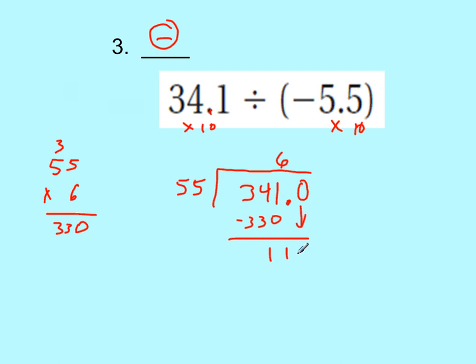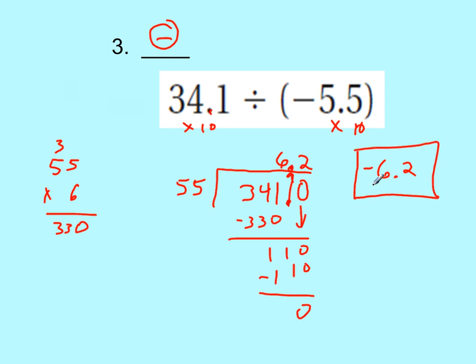Now 55 goes into 110. We can see that that goes twice. Here we move the decimal point up. So put the decimal point in, and then put your 2, and then subtract to get 0. So our answer so far is 6.2. Now, check our sign and put our sign on our problem. Make sure you always check your sign when you finish. We want to get away from making sign errors.